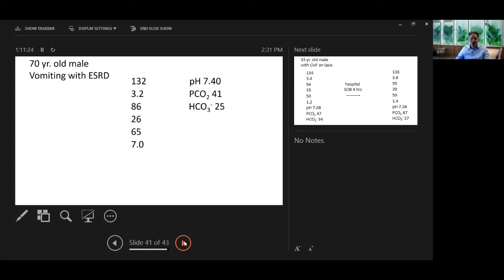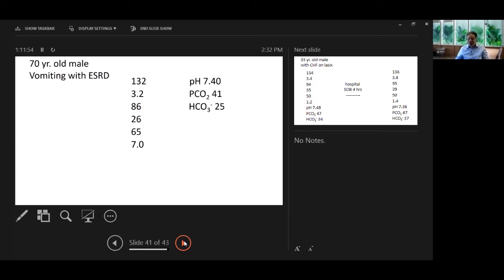So here's a 70-year-old male who's vomiting with end-stage renal disease. And look at the acid-base numbers. They're completely normal. pH is 7.4, PCO2 is 41, bicarbonate 25. You look at that and you might say, there's nothing going on. But if you look more deeply, first of all, the patient's hypokalemic, so it says there's something going on. But what about the acid-base? Well, calculate the anion gap. The anion gap is 20.